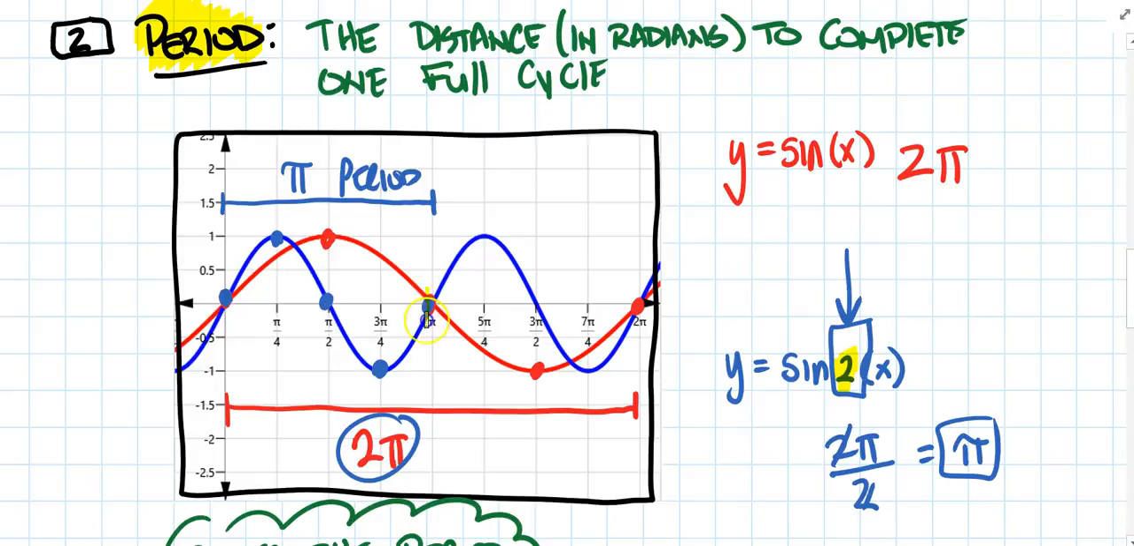The 2 represents that you get 2 full cycles of a sine curve on a distance of 2 pi. That's what the 2 represents. So I just highlighted those for you. There's the first one, and then there's the second one. So you get 2 full periods, or 2 full cycles, of sine on a distance of 2 pi radians. So therefore, one period has to be pi.